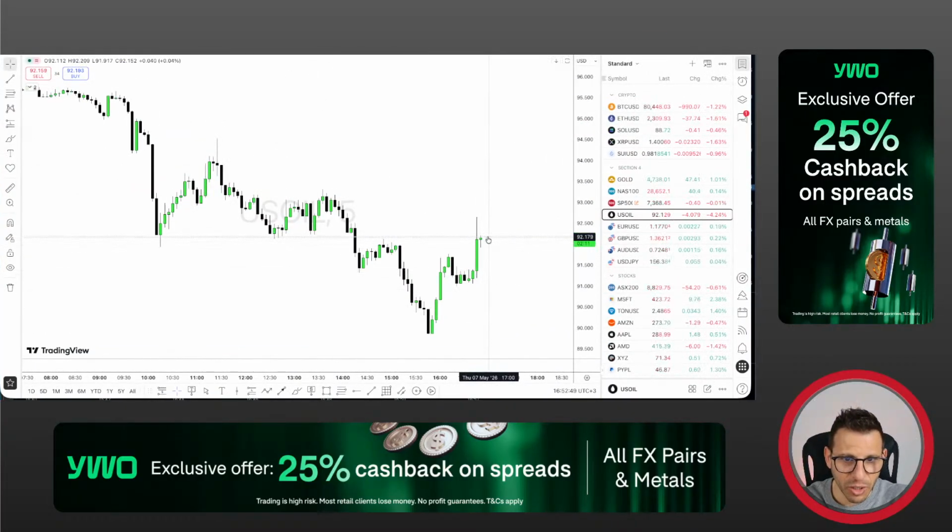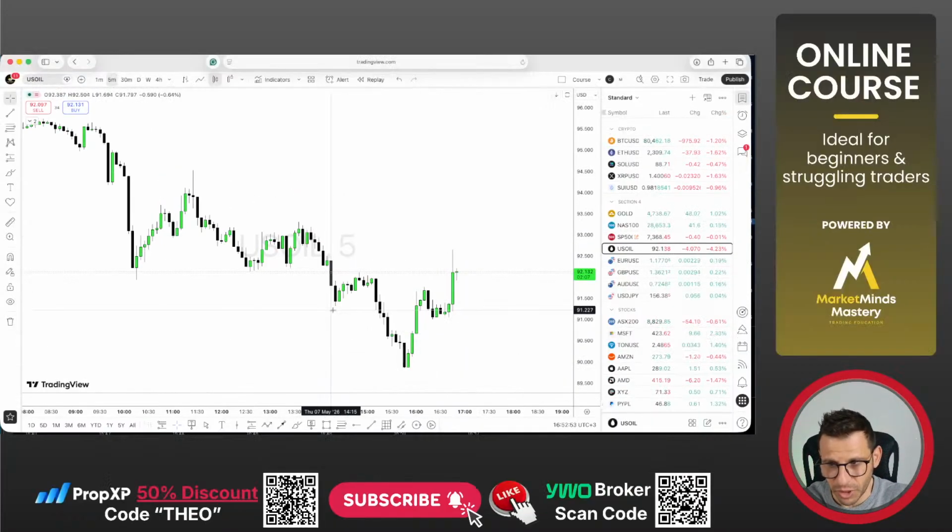See guys, I told you the US oil was very, very tricky. This is the US oil chart. See what happened here. The price on this retracement was so aggressive. Guys, there is only one thing you must master to become an extremely profitable trader: always consider the losses and always apply very good risk management.